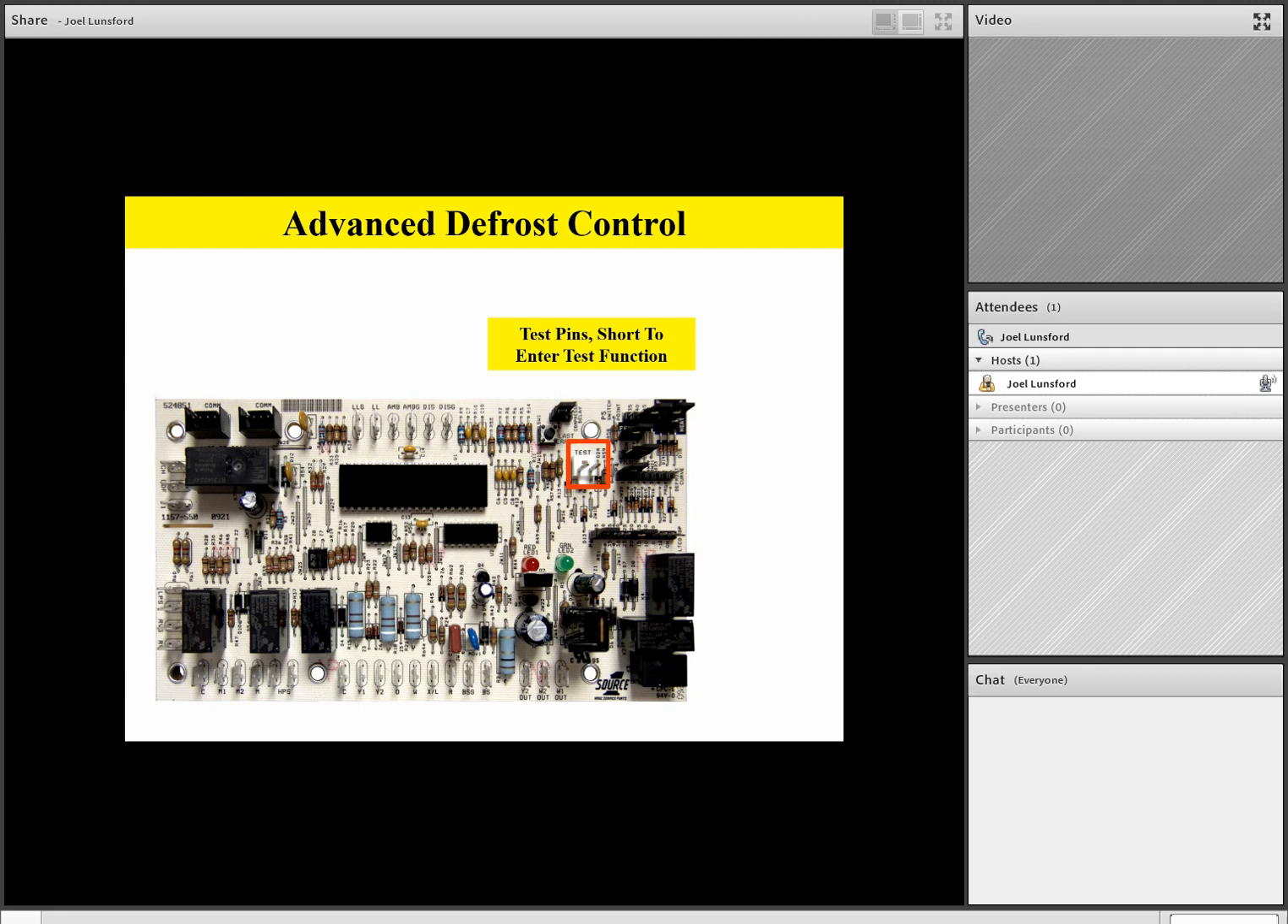We do have some configuration jumpers on this board, which we will discuss as a separate session. But in this portion of the program, this is just to give you a physical location so you understand where those configuration jumpers are. We will break that out as a separate session shortly.